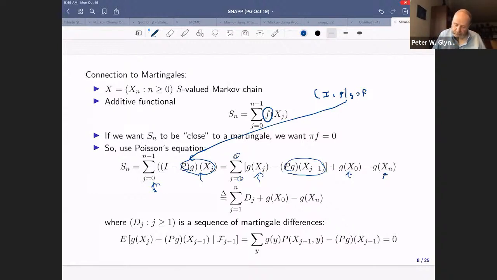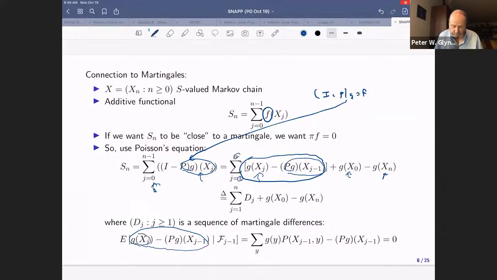And the thing that's important about this representation is that g of xj minus Pg of xj minus 1 turns out to be a so-called martingale difference. And what do I mean by that? I mean that if I take that jth martingale difference, here it is down here, and I condition on the history of the Markov chain up to time j minus 1. Of course, conditioning on the history up to time j minus 1 is the same as conditioning on just the state of the Markov chain at time j minus 1, because of the Markov property.